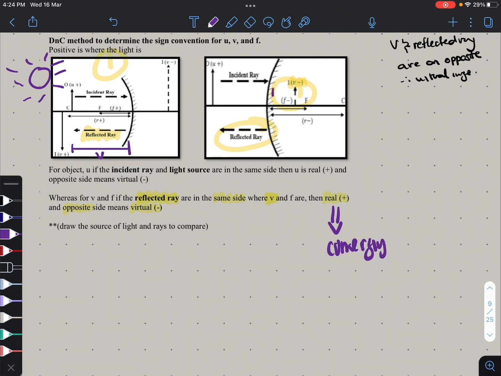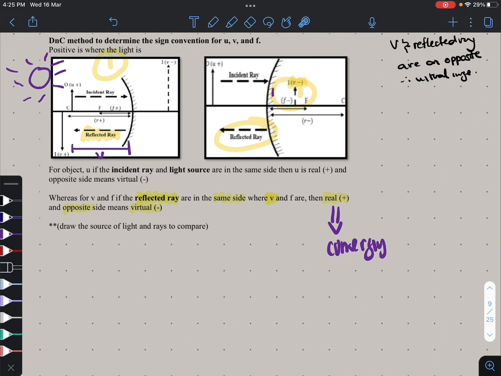Ataupun dalam kata nama lain, you can also look at how the ray diagram is formed. For a concave mirror, the reflected ray is always converging towards the focus point. Maka dia adalah converging mirror. Bila converging mirror, the focus point is positive. Untuk kita punya convex mirror pula, the focus point is behind the mirror and the reflected ray is in front of the mirror. So they are on opposite sides, maka mereka negatif dekat sini. So your focal length is negative.